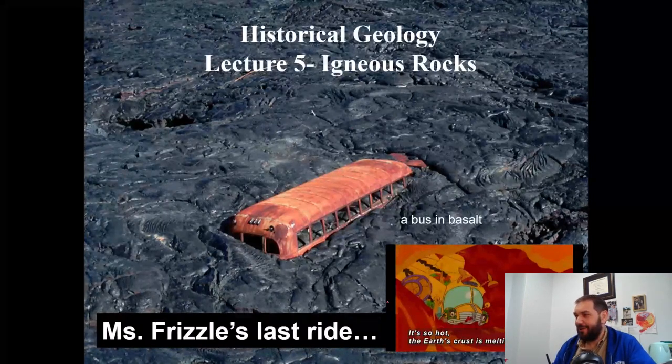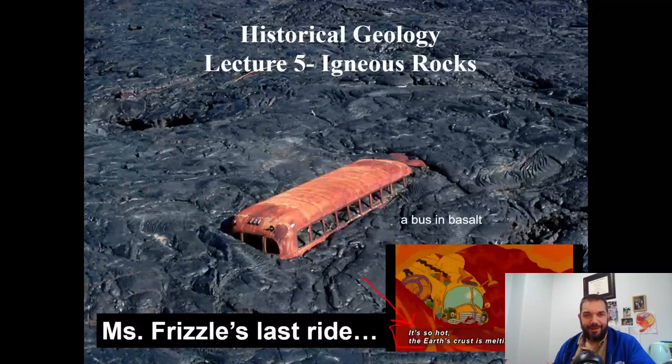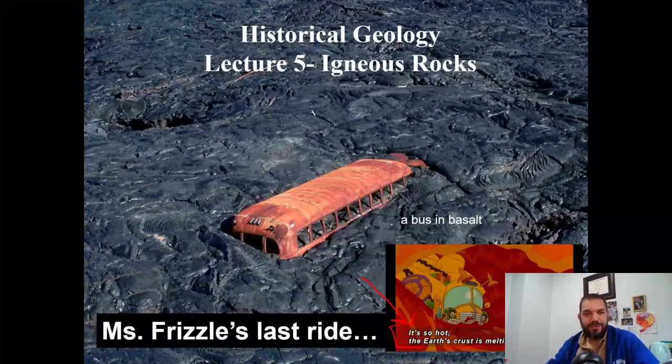Miss Frizzle, as usual, gets it wrong. You'll notice here this is actually an excerpt from the show, and it says the Earth's crust is so hot it's melting. I don't even know if you can see that because I'm probably covering it up, but it says Earth's crust, it's so hot it's melting.